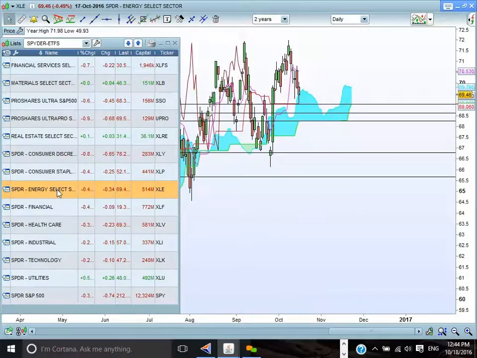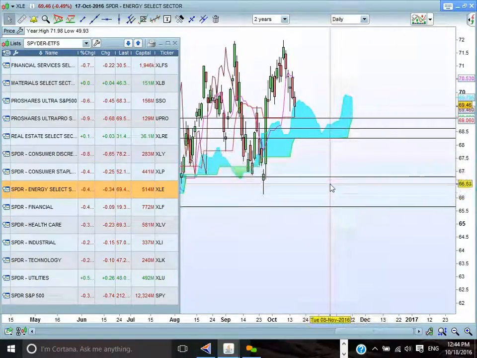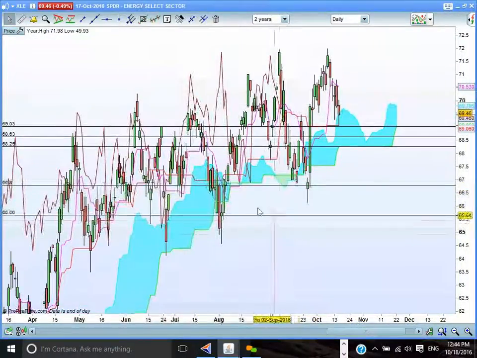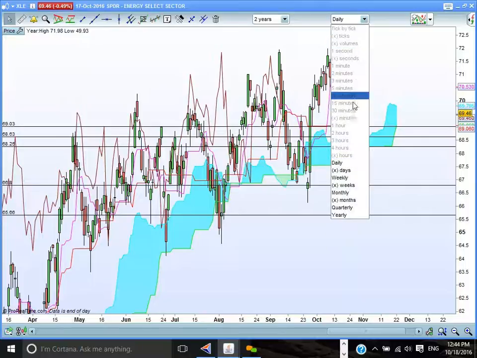Energy, looking for support on the daily cloud. You can see these nice little cloud rebounds are fantastic entry points. Ideally, we don't want to get in at this support area. But from a short-term trading perspective, keep an eye on how it's going to react and respond at the top end of the cloud there.